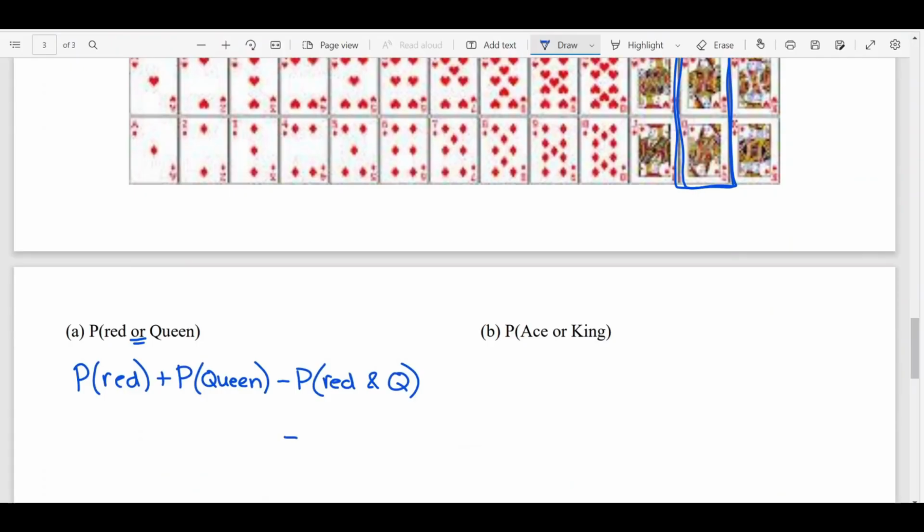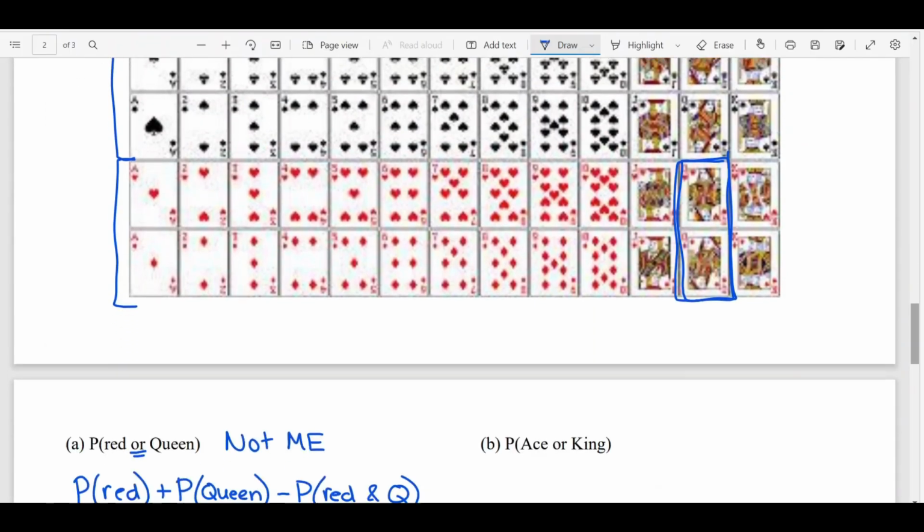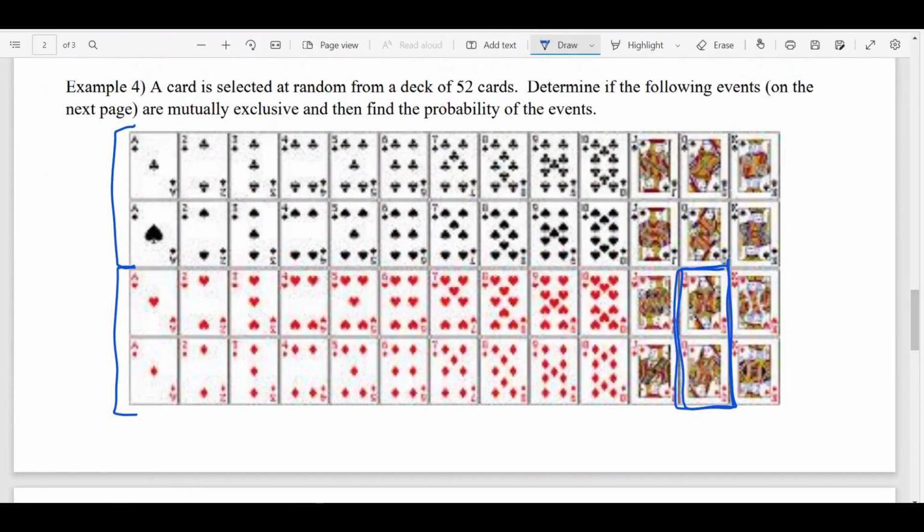We have 2 cards that are both red and a queen. So because we have 2 out of 52 cards that are both red and a queen, these are not mutually exclusive events. They wanted us to identify if they are mutually exclusive or not. They are not mutually exclusive because you have those two. Probability of a red, half the deck is red and half the deck is black, so half of 52 is 26. I like to keep them all the same denominator, so I'm going to write 26 out of 52 instead of 1/2. And then the probability of a queen. How many queens are there in the deck? There are 4 queens in a deck.